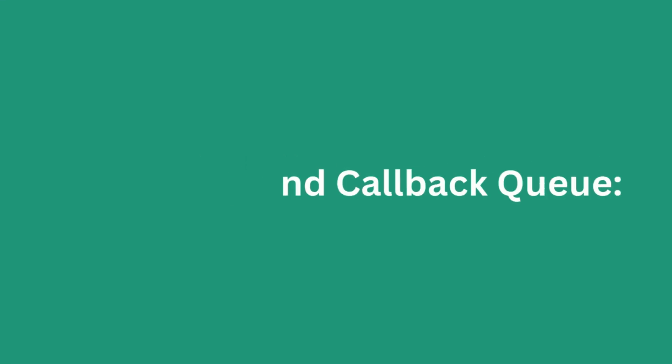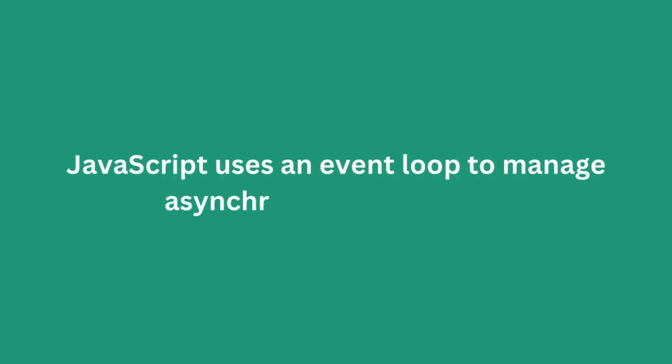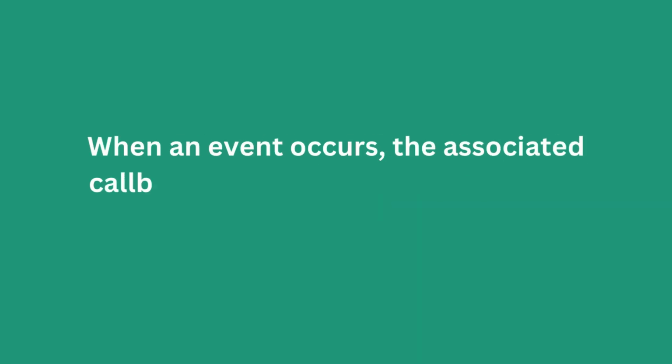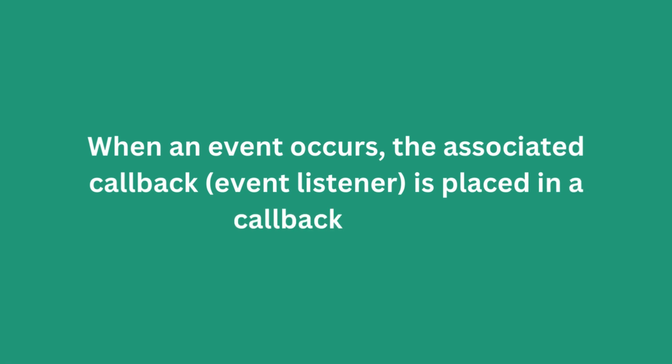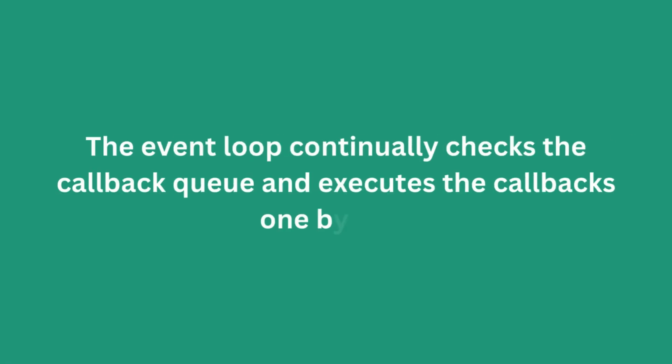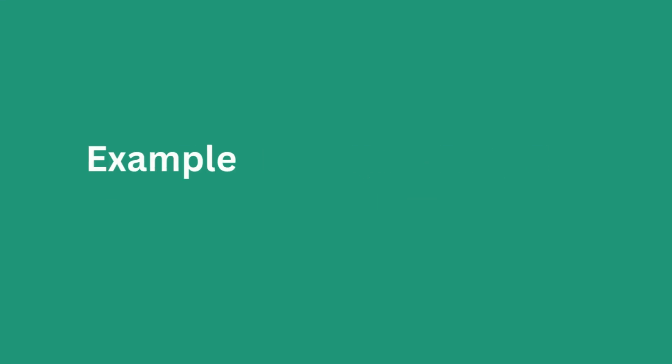Event loop and callback queue. JavaScript uses an event loop to manage asynchronous operations. When an event occurs, the associated callback event listener is placed in a callback queue. The event loop continually checks the callback queue and executes the callbacks one by one.